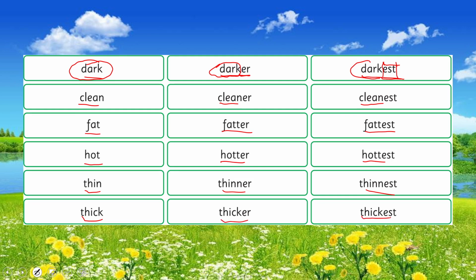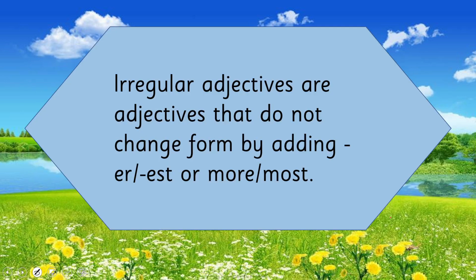Have you got it? Yes, now let's see what are irregular adjectives. Irregular adjectives are adjectives that do not change form by adding er, est, or more, most. Is it clear?